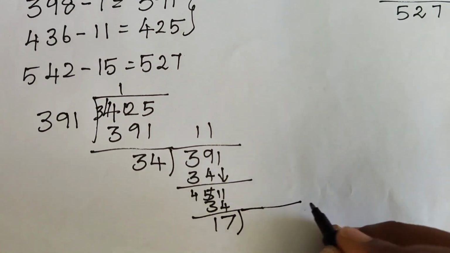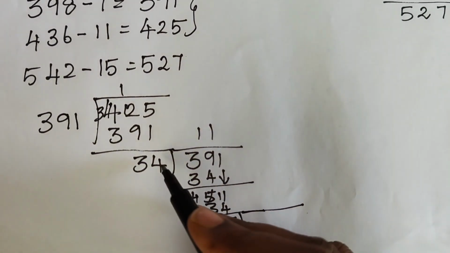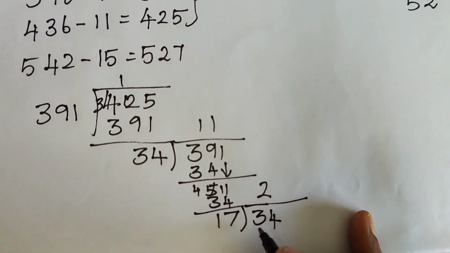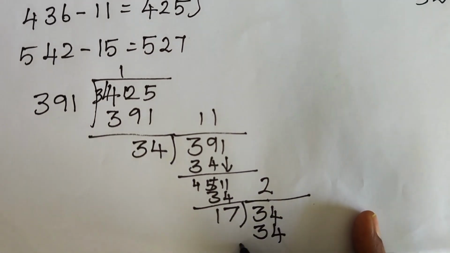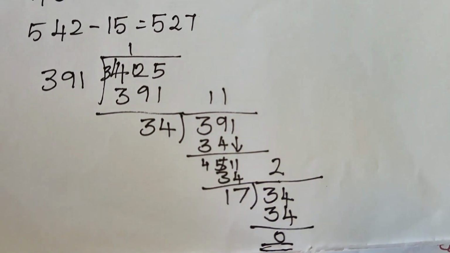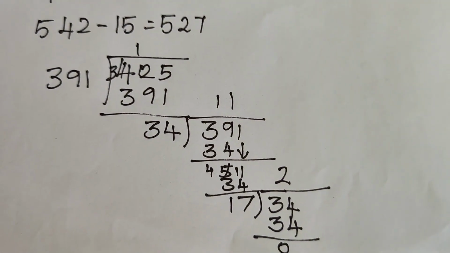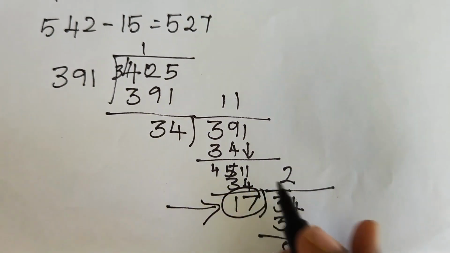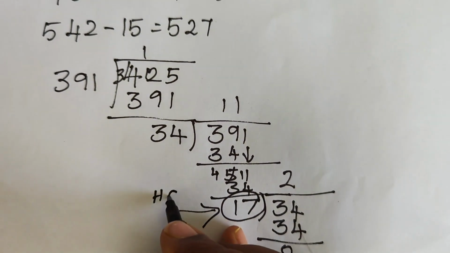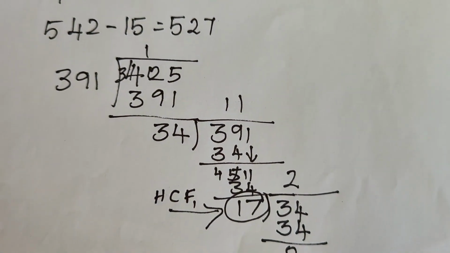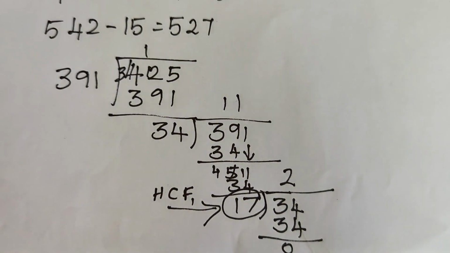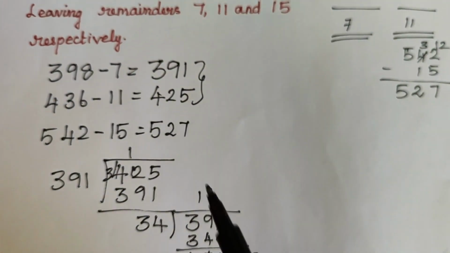Now make this 17, the remainder, the divisor. Bring this 34 here. It's clearly known. 2 into 17 is 34. 34 minus 34 is 0. In the division where you get 0, that divisor is the HCF. So here we get HCF 1. The next step is that find the HCF of HCF 1 and the third number.